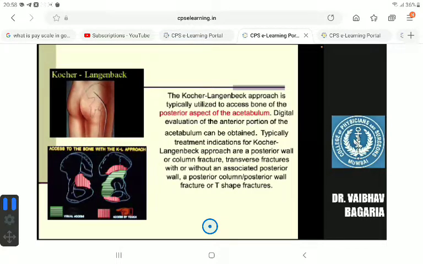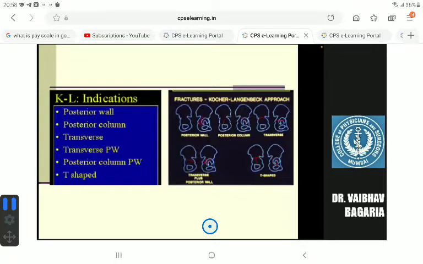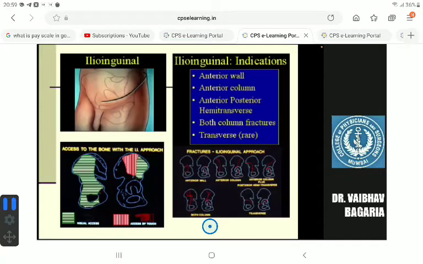This is how a Kocher-Langenbeck approach looks, typically for the posterior aspect of the acetabulum. Those in green you can actually see visually, and in the red areas you can have only tactile feedback. Kocher-Langenbeck is done for posterior wall, posterior column, transverse with posterior wall, posterior column with posterior wall, and T-shaped fractures. So these are the things that are being done.